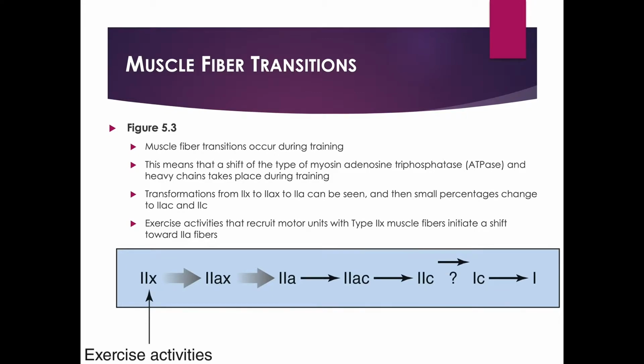It says muscle fiber transitions occur during training. It means that a shift in the type of myosin adenosine triphosphatase, ATPase, and the heavy chains takes place during training. Because when you have fiber type transitions, what you're having is a change in the expression of the myosin. So there's the heavy chain right there. So we're looking at the myosin heavy chain, so what protein's being expressed, and then the adenosine triphosphatase, the ATPase, the enzyme that's associated with the myosin heavy chain. Those two things change together because those are what protein's being expressed along with the ATPase. That's what determines if it's 2X all the way to 1.